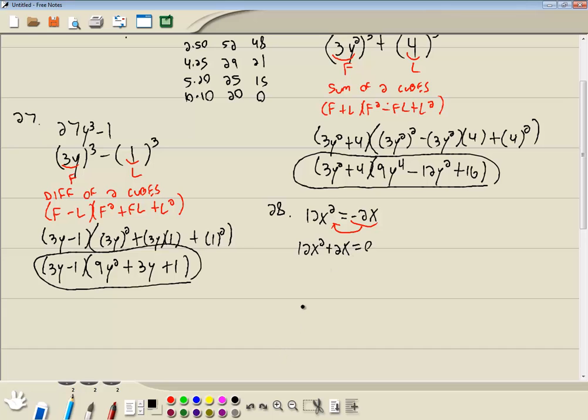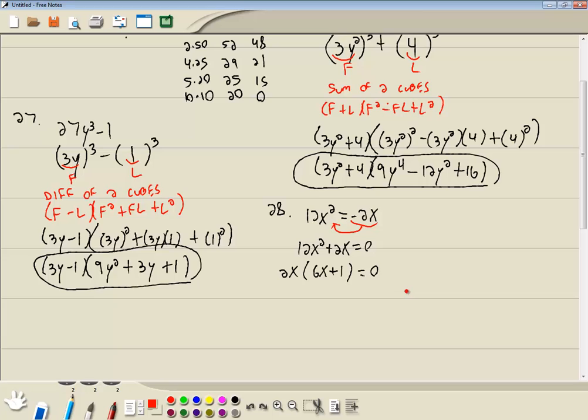And now we need to factor the other side. Well, the other side factors with GCF. They both have a 2 in common, they both have an x. So factor out a 2x, and that gives us 6x plus 1. Remember, if you factor everything away, then you're always left with a 1.